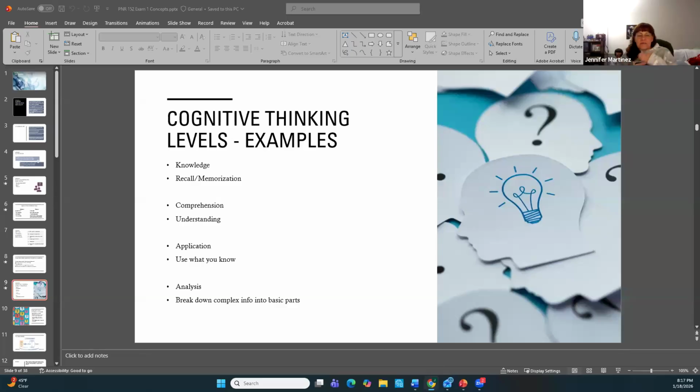Memorizing is not the same as understanding, right? Because I can memorize data all day long, but if I don't know what to do with that, then so memory or knowledge is just recall and memorization. Comprehension is the ability to understand information, recall it, and identify examples of that information, right? So you understand what is going on.